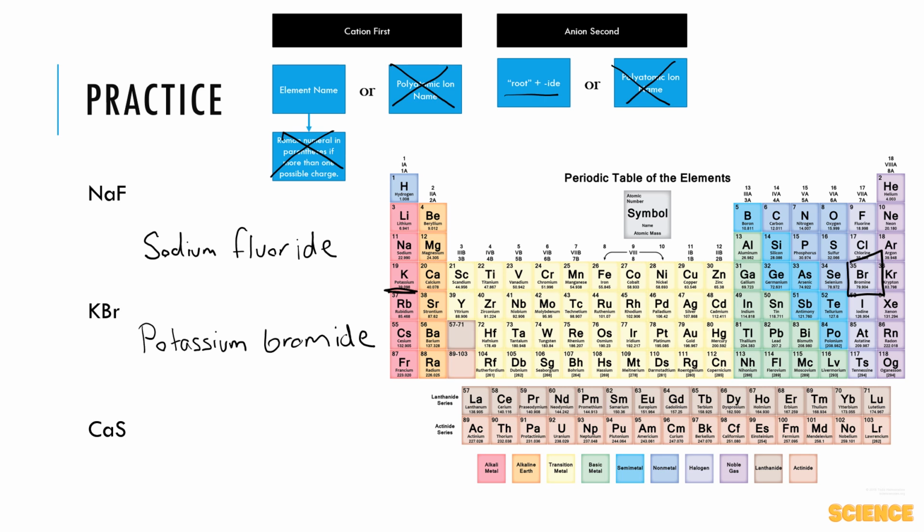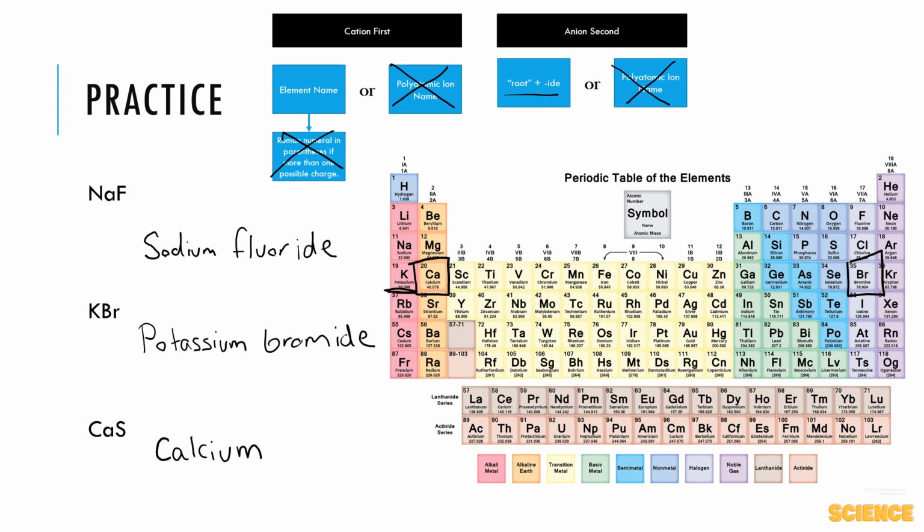Next up, we have CaS. Now, in this case, Ca is going to be this one right here, or calcium. For our cation, which is Ca, because remember it's cation first, anion second, our Ca is just calcium. We just need to write calcium in here.